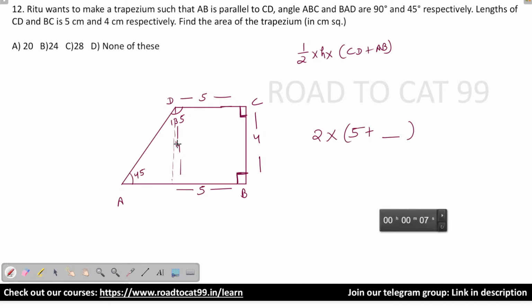अब देखो अगर ये 4 है, 45 के सामने वाला ये 90 है, this angle will also be 45. So sides opposite to equal angles are equal. तो अगर ये 4 है तो this will also be 4. सो AB की वैल्यू क्या आ गई, that is 9. So 9 plus 5, 14 into 2, that is 28 is the required answer. 28 is the required answer for this question. Understood?